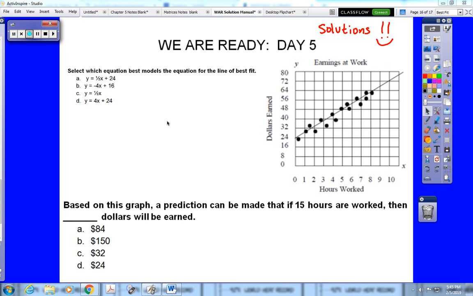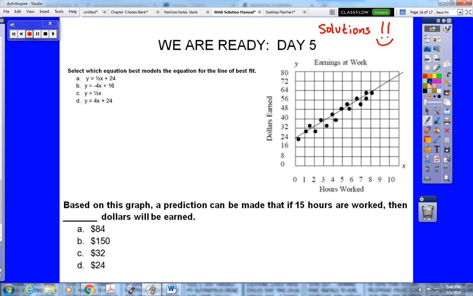So we have this earnings at work scatter plot. It has a line of fit drawn in. The y-axis has dollars earned, so these numbers are in dollars. That's our dependent variable, or our y. And the x-axis is labeled with the numbers 0 through 10 representing hours worked. So 0 through 10 would be hours. So we have all these different points, and they've drawn a line of fit for us.